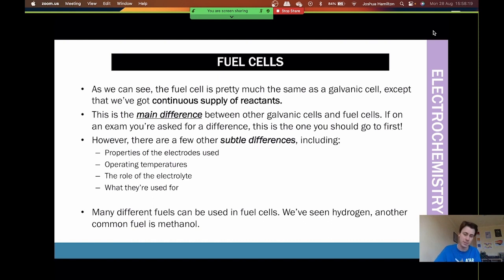There are also the properties of the electrodes that are used. These are always going to be porous, inert electrodes rather than what we're working with, like solid copper. And then there's the role of the electrolyte. It's like the salt bridge, but it's directly connecting the two, and acts a little bit differently to your salt bridge, because it actually transports molecules across rather than just putting cations and anions in.